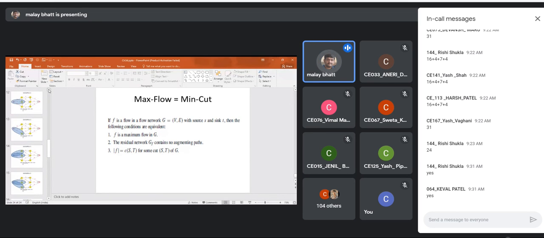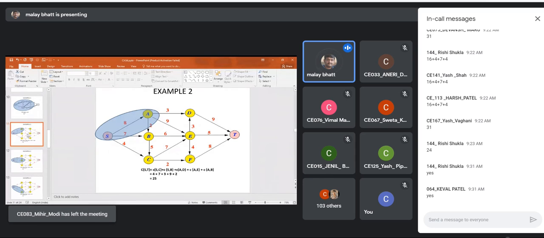One more example which we already solved with the Ford-Fulkerson method. This time we'll solve it with a cut. So we are taking one possible cut here. Definitely it has so many nodes, so we are not taking all the different combinations, but we are taking a few of them. So now here, let us have this combination S and A.